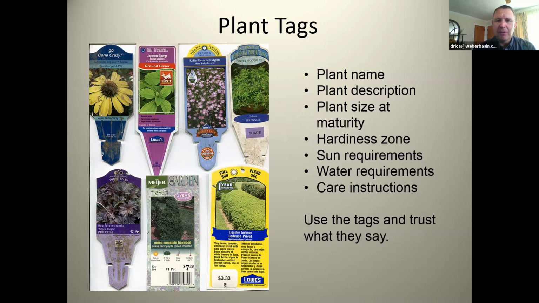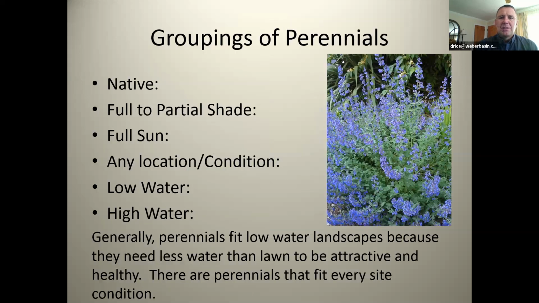Now, there are microclimate conditions and other factors that sometimes change the growth of a perennial a little bit. It'll do a little better or a little worse than what it says on the tag. But generally speaking, the tags are there to guide you on what you're doing. So I threw in this slide here about grouping perennials.